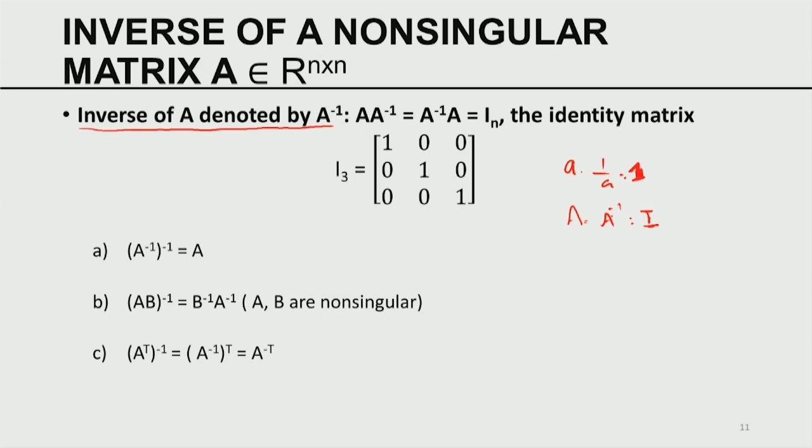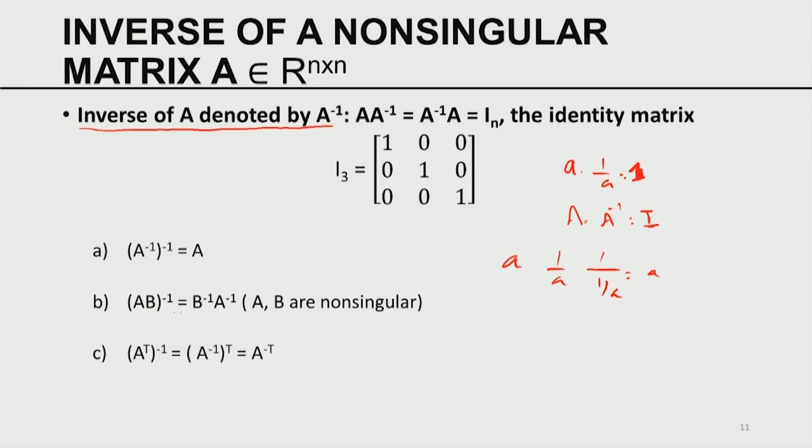Inverse is a unary operation. Inverse of A inverse is A, and that should not be surprising because the reciprocal of a reciprocal is the given number. So I have A, I have 1 over A, I have 1 over 1 over A, that is equal to A. So the reciprocal of a reciprocal is the same number. So inverse of inverse is A.